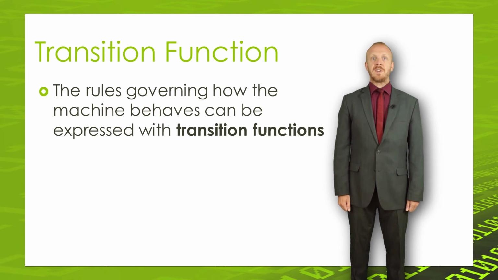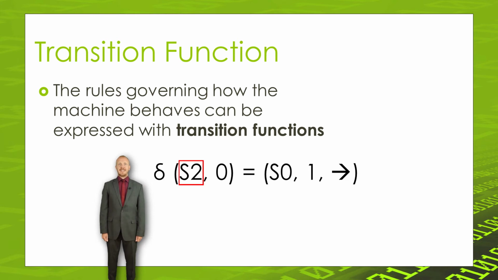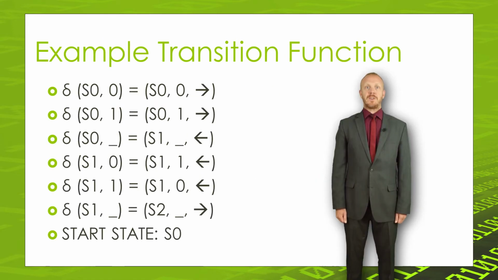The rules governing how the machine behaves can be expressed with transition functions, which look like this. This particular transition function tells the machine that if the current machine is in state S2 and the current character on the tape is 0, then change the state to S0, write the character 1 to the tape, and then move the reader one space to the right. This is an example of a Turing machine that performs a specific role. Let's investigate what it does using an online Turing machine simulator.